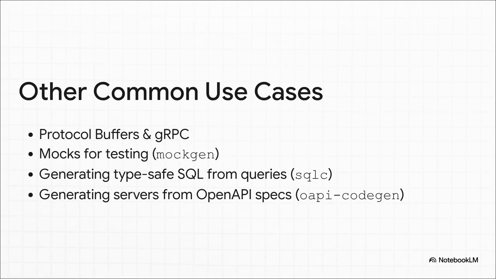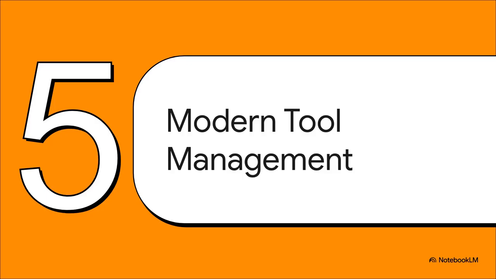This whole go generate pattern is the backbone for some of the absolute most powerful tools in the entire Go ecosystem. We're talking about generating gRPC and protocol buffer code, creating test mocks with MockGen, generating completely type-safe SQL code with sqlc, and even scaffolding out entire servers from OpenAPI specs. It's everywhere.